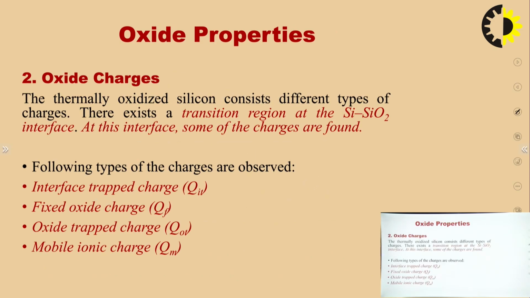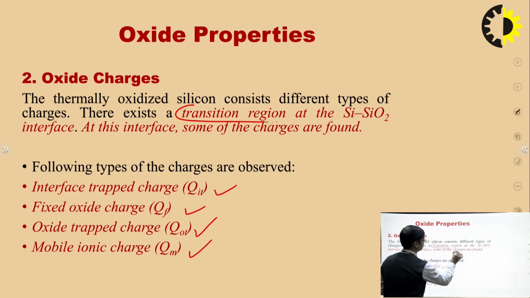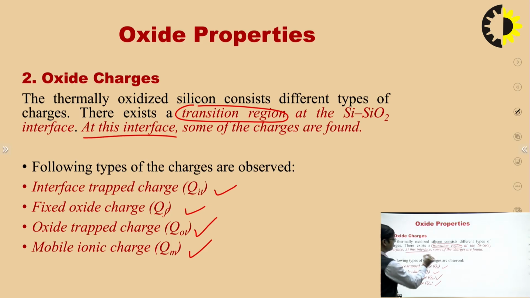Now, the second property of oxide is oxide charges. There are four kinds of oxide charges that are developed when the oxidation takes place. They are the interface trapped charge, fixed oxide charge, oxide trapped charge, and mobile ionic charge. And all these four types of charges take place in the transition region, that is at the interface of silicon and silicon dioxide. So, at this interface, these four kinds of charges may be found.